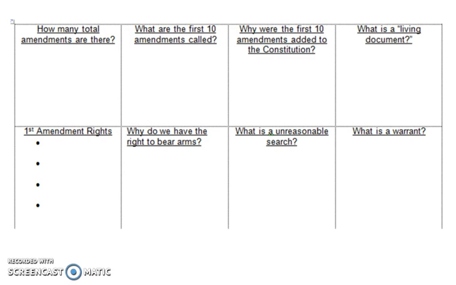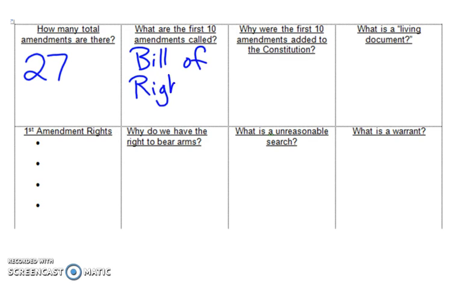How many total amendments are there? Right now, we have 27 amendments to the Constitution. One day we'll have 28, but 27 today. The first 10 amendments we always call the Bill of Rights. And remember, the first 10 amendments were all added together in the year 1791.